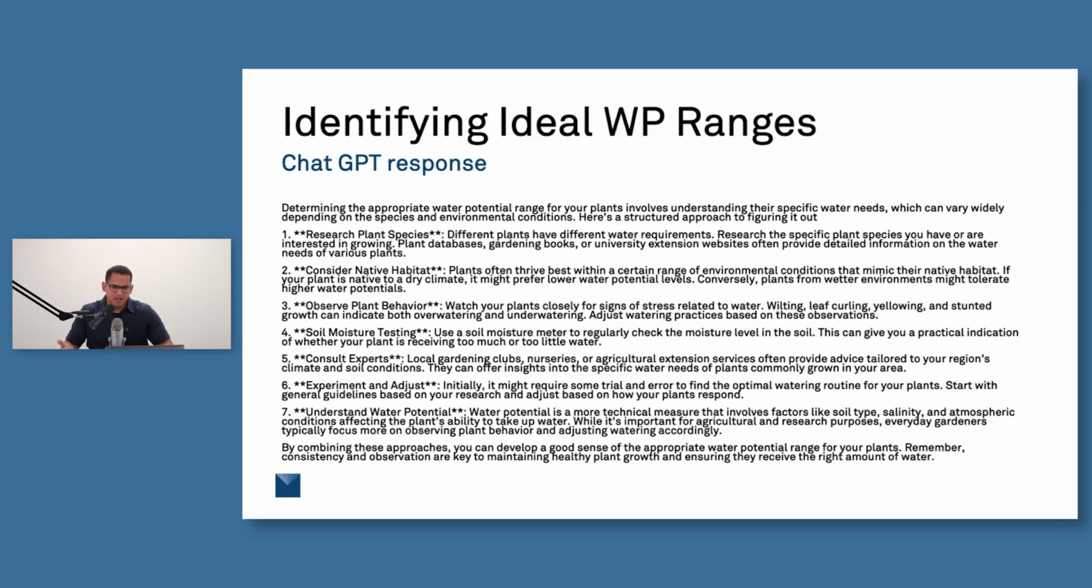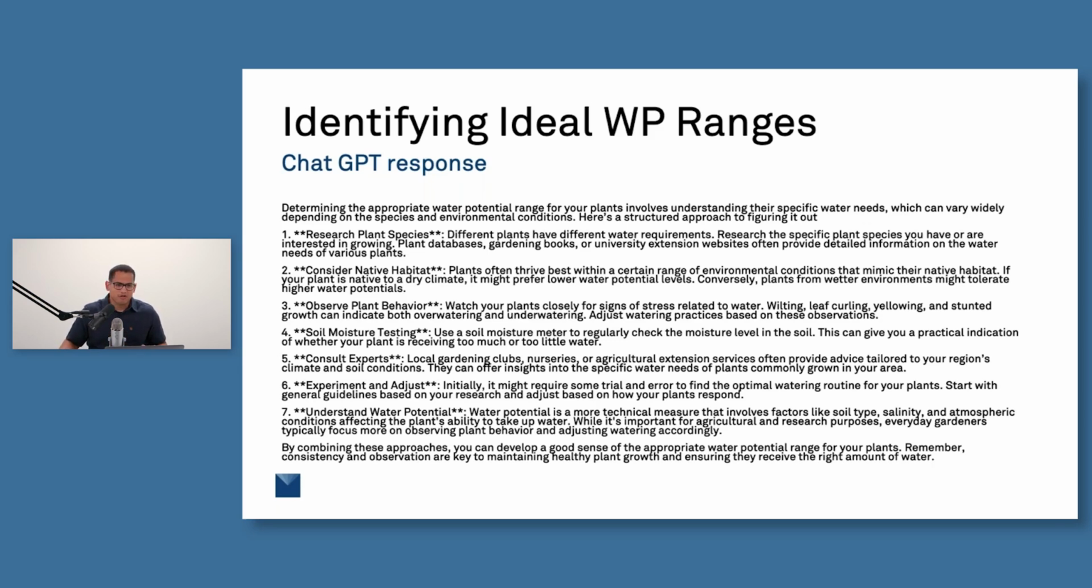3, observe the plant behavior. 4, soil moisture testing, which of course you can do. Consult experts. Experiment and adjust and understand water potential. So actually understand what that means and the factors that impact it. But of course, we know we can measure water potential, and so we have the measurements that we can make with it. And also, the experts have already done a lot of work in this area for us.